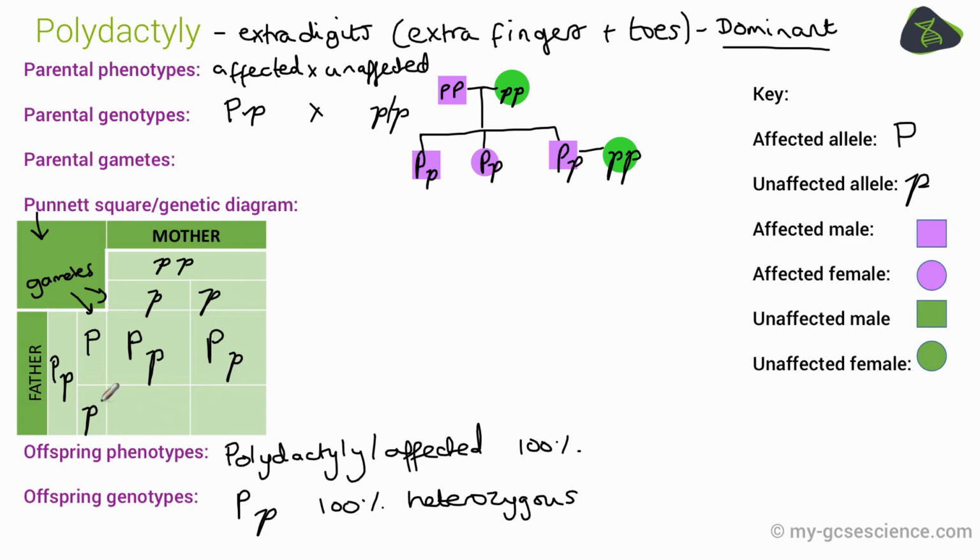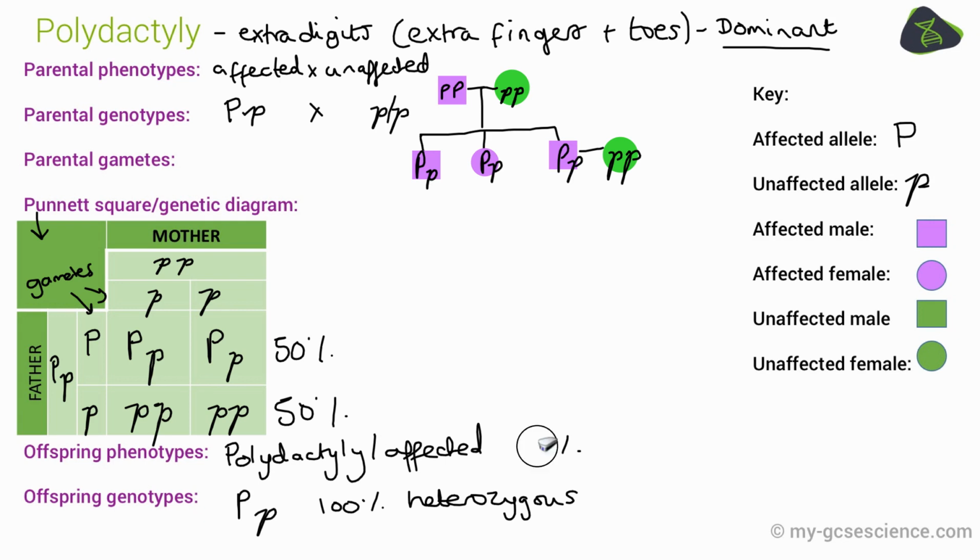Now if this sperm with the recessive allele was to fertilise an egg that's carrying the recessive allele, you have homozygous recessive, and this means that the person is relatively normal or unaffected. They don't have polydactyly, and again this sperm fertilises this egg, you have the same outcome. So we have 50% that have polydactyly and 50% that do not.